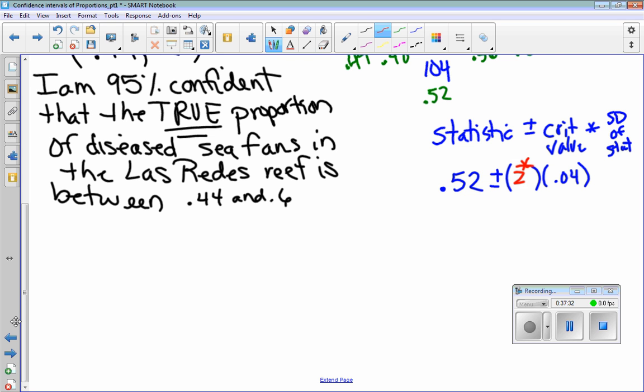What if I only wanted to be 68% confident? So what would my z-star value be there? 1. What if I wanted to be 99.7% confident? It'd be about 3. Now, those are approximate values. I'm going to have you find the exact values. Check it. All right, let's go.